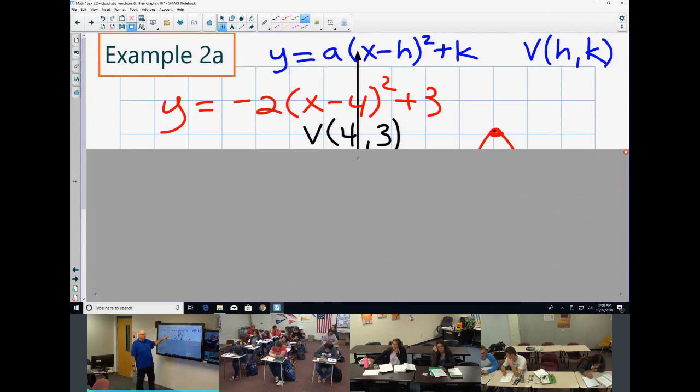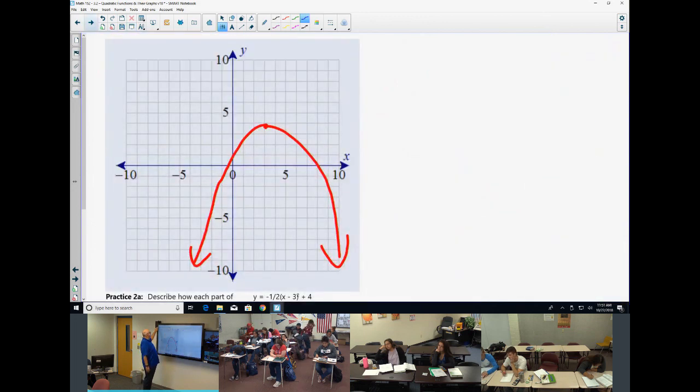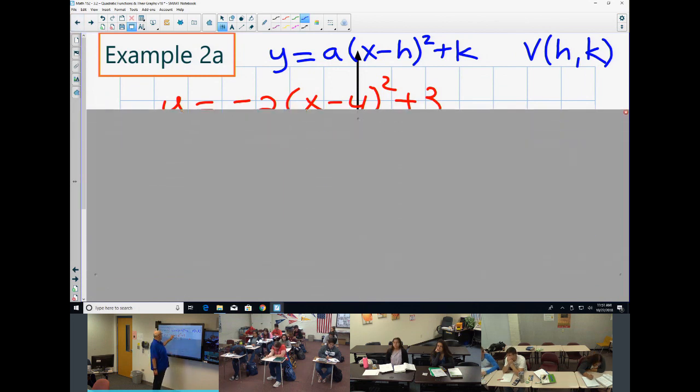Because the number in front, the a term, is negative, that means the parabola opens down. And then because of the 2, it's going to be narrower, because that number is bigger than 1. So it's narrower than y equals x squared. So when we get the vertex, this is like y equals x squared, except we're shifting to the right 4 and up 3. That's where the vertex is. And then the negative makes it go down, and the 2 makes it narrower.